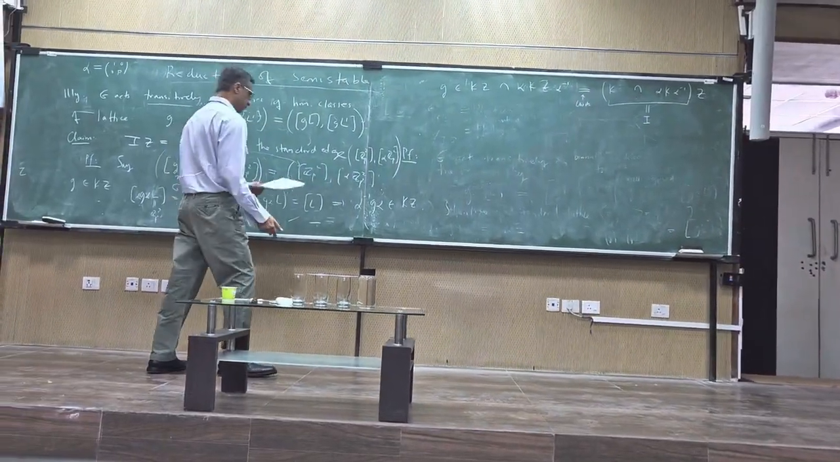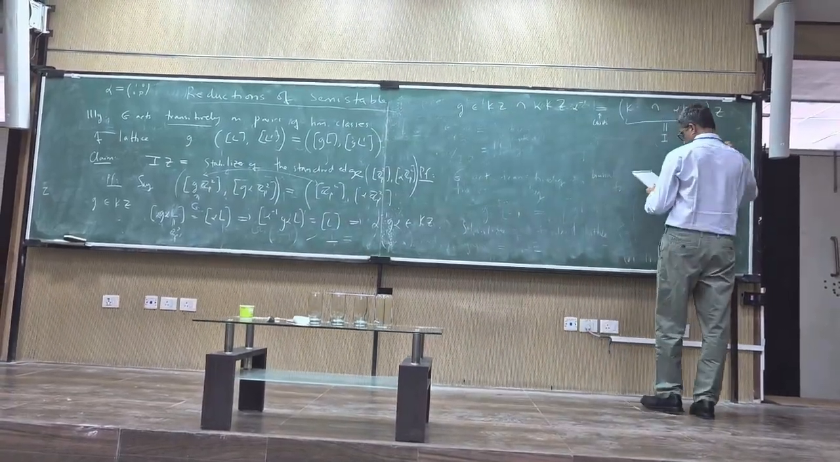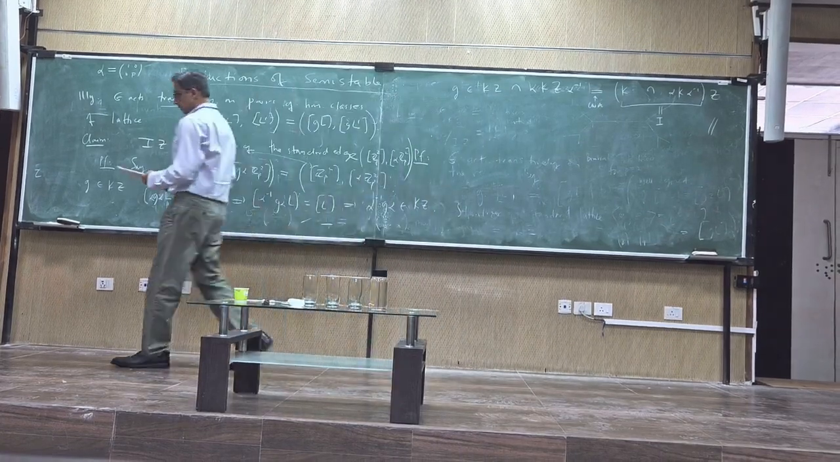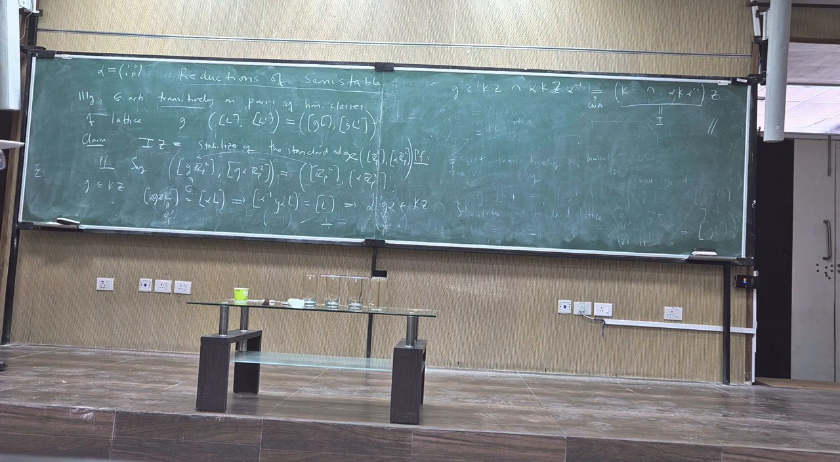Okay, so good. So we now have this, and this is the end of the proof of the lemma. Again, G acts transitively on pairs of edges, and the stabilizer is exactly IZ. Okay, great.